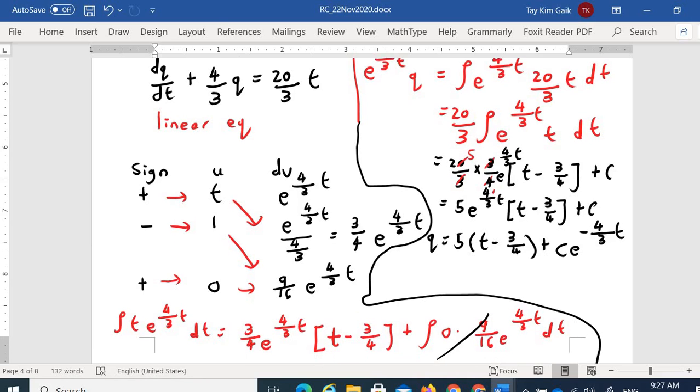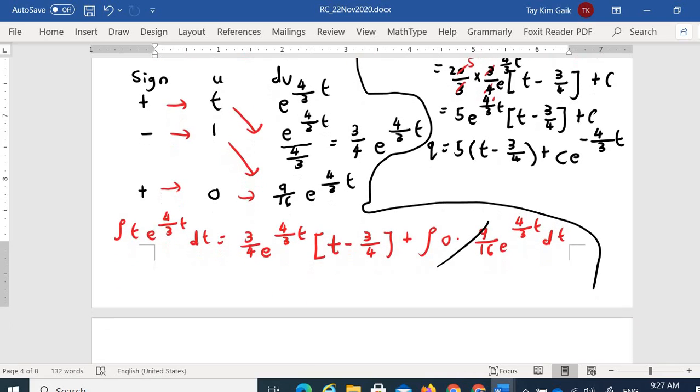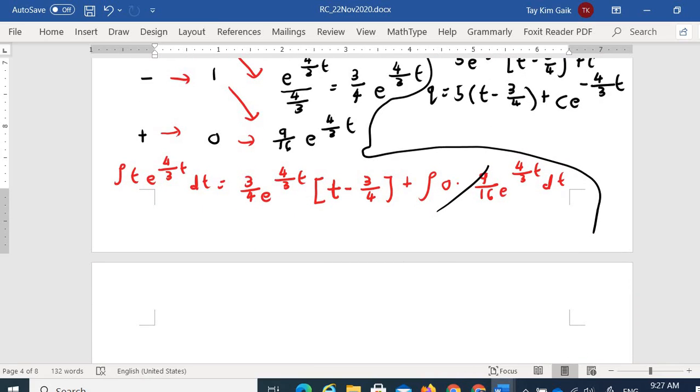Okay, and then you can see the next row. Now, when t equals 0, q equals 0. So we have 0 equal to 5 times 0, so this one is 0. So only 0 minus 3/4 plus c. But e^0 is 1. That's why you have c equal to 15/4.